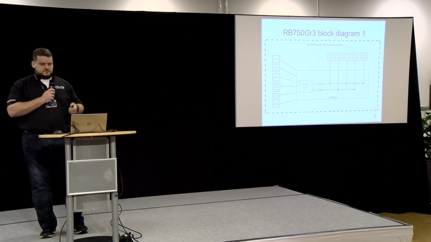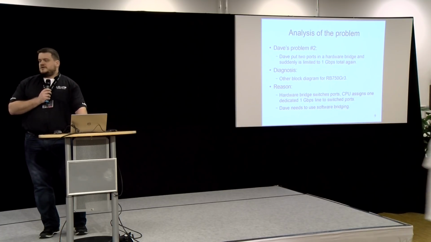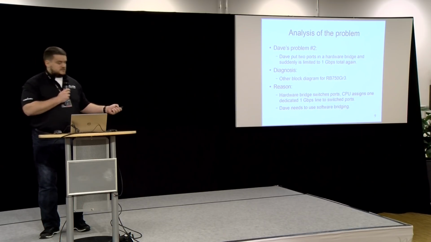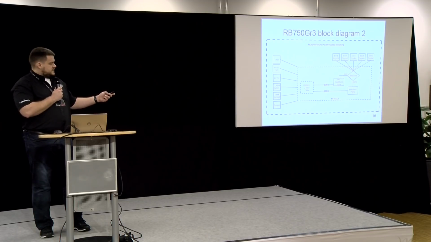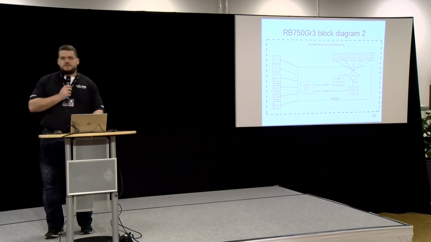Okay, Dave reads further. He discovers there's such a thing as a switch in MikroTik. So he switches 2 ports, and again the speed is down like the previous time to 1 gigabit full duplex for both ports. And then there is another diagram of 750G R3. As soon as you put at least some ports in the switch, you will get a dedicated line of 1 gigabit per second, and all other ports will use another line of 1 gigabit per second.